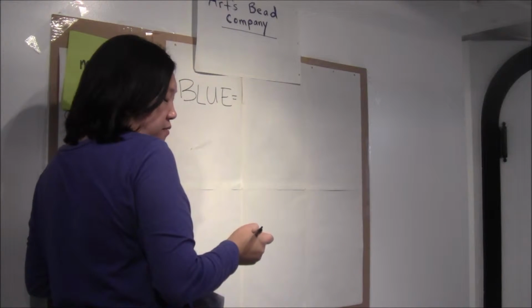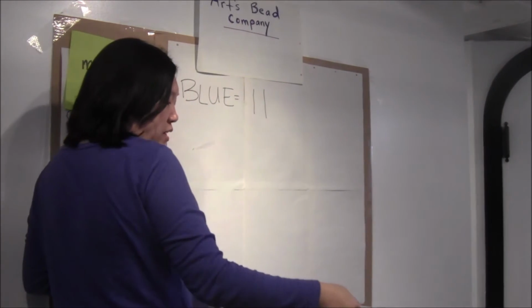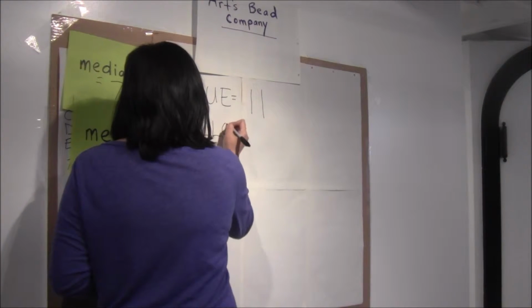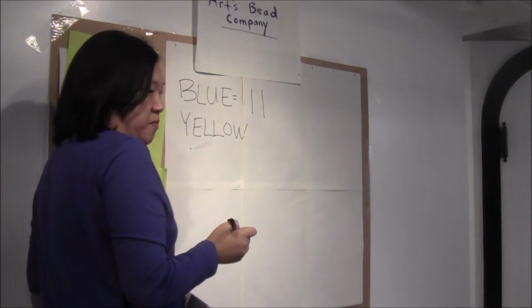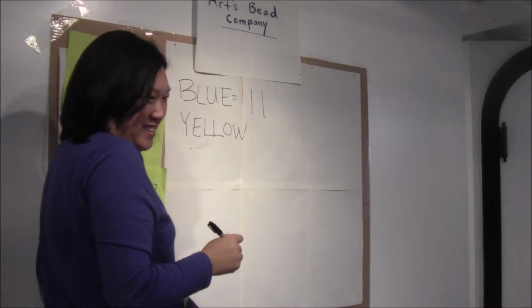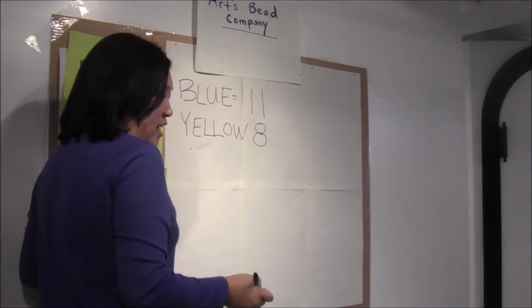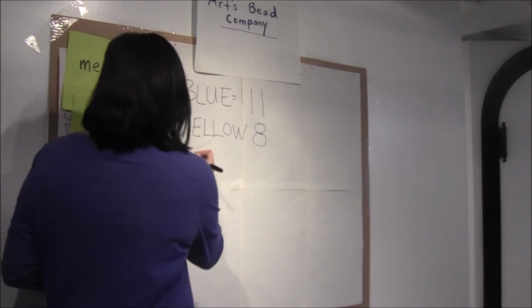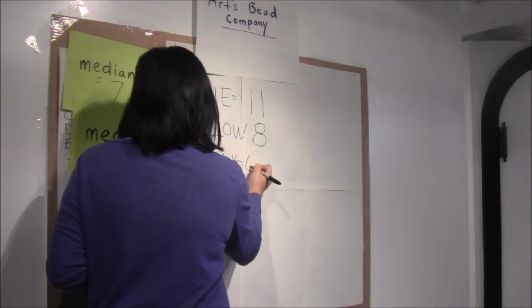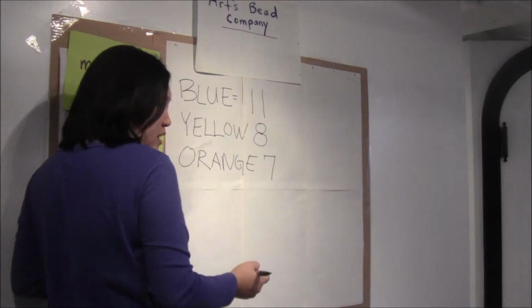And how many blue do we have? 11. Then the next color, we have a yellow. And how many of the yellow? Wait. Recount. 8. Okay, next color. Orange. And how many of the orange? 7. Okay, next color.